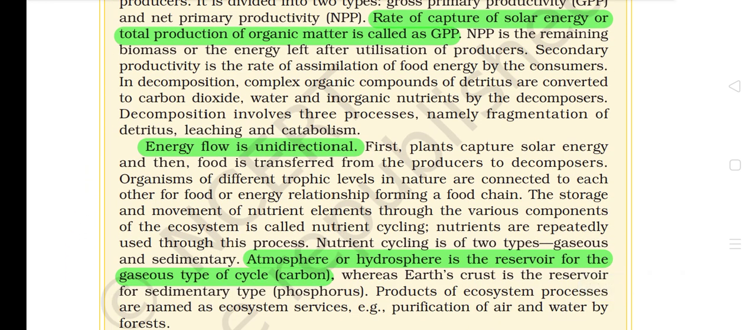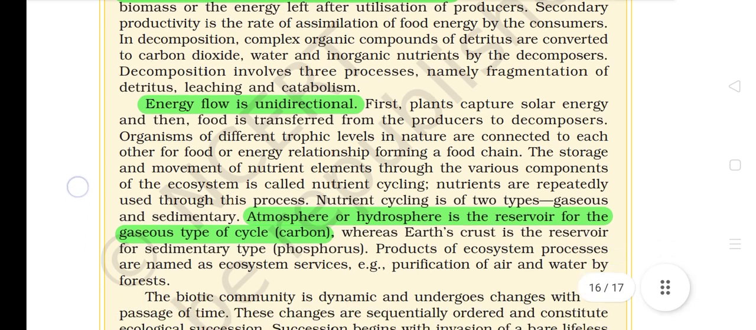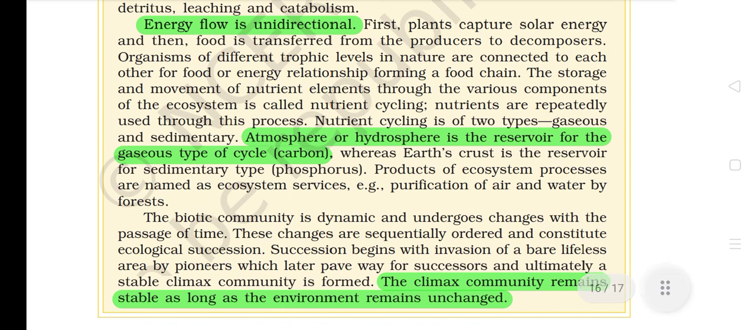Secondary productivity is the rate of assimilation of food energy by the consumers. In decomposition, complex organic compounds of detritus are converted to carbon dioxide, water, and inorganic nutrients by the decomposers. Decomposition involves three processes, namely fragmentation of detritus, leaching, and catabolism. Energy flow is unidirectional. First, plants capture solar energy, and then food is transferred from the producers to decomposers.